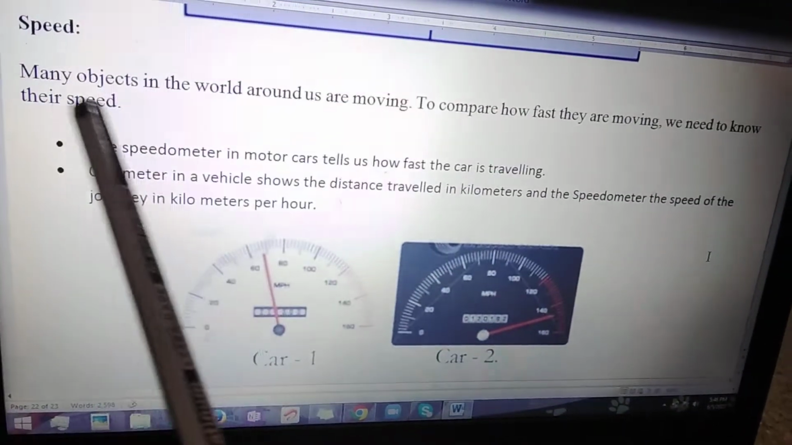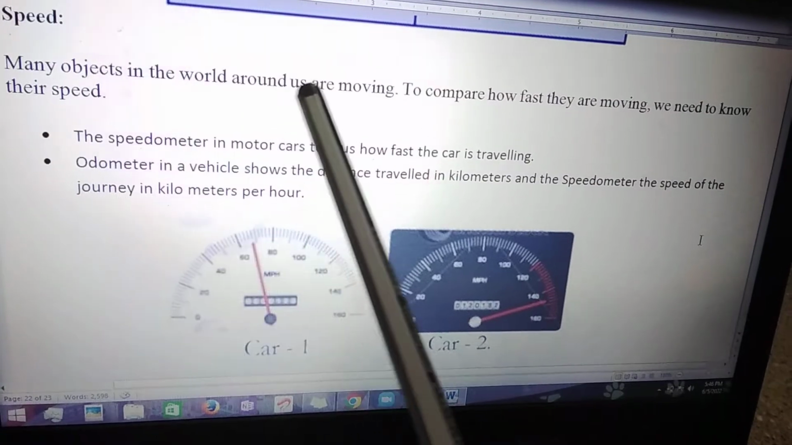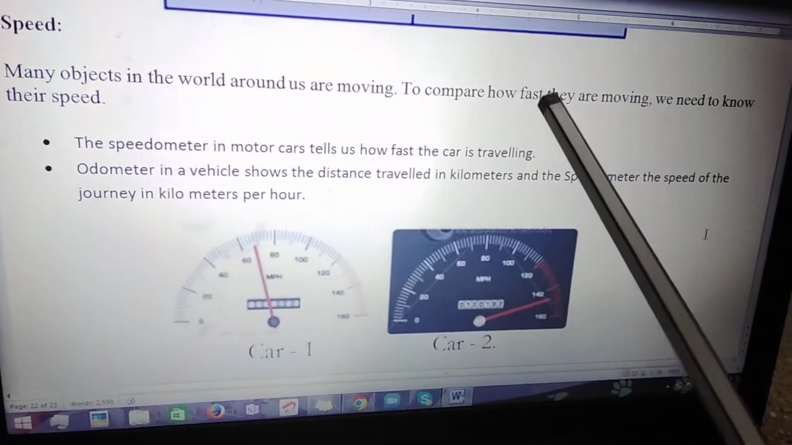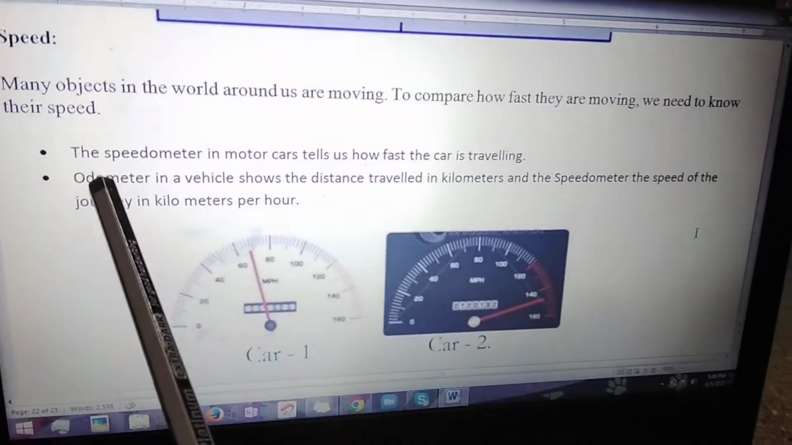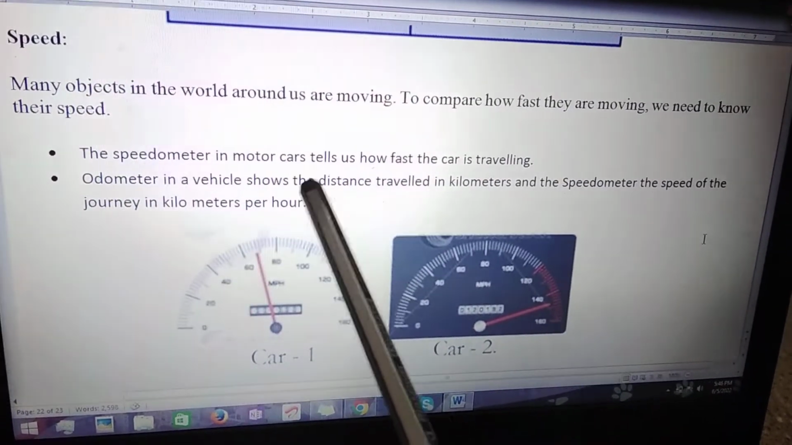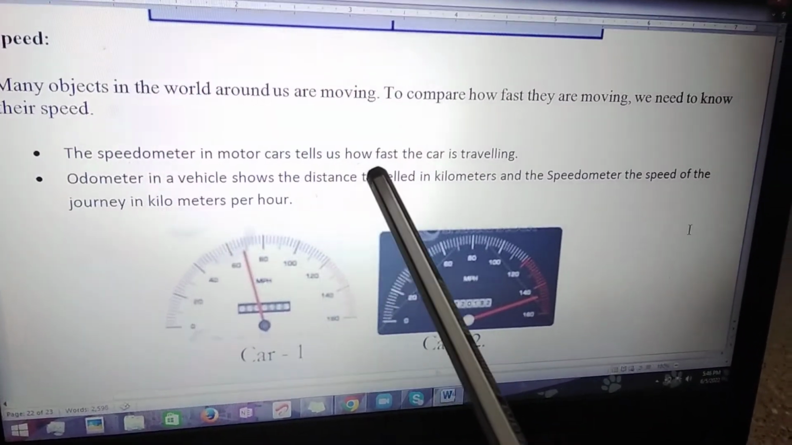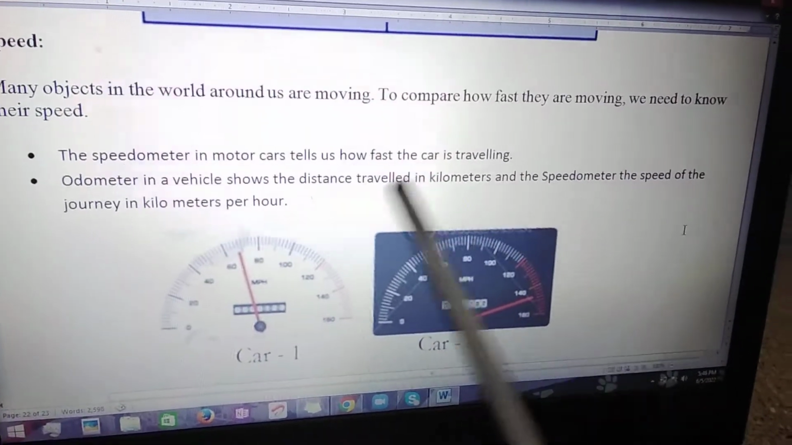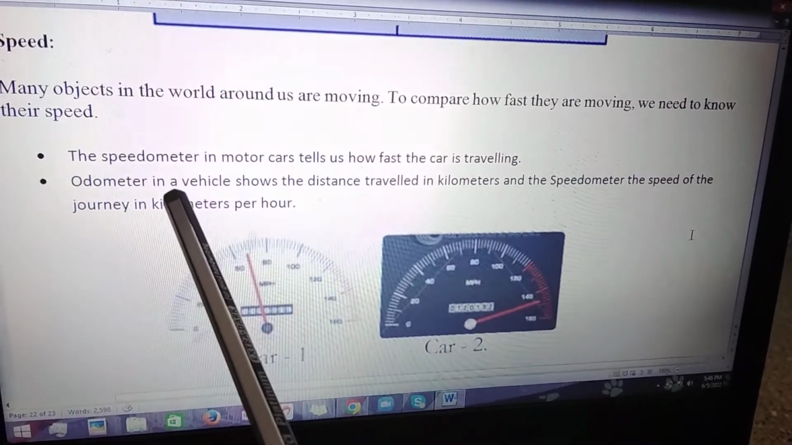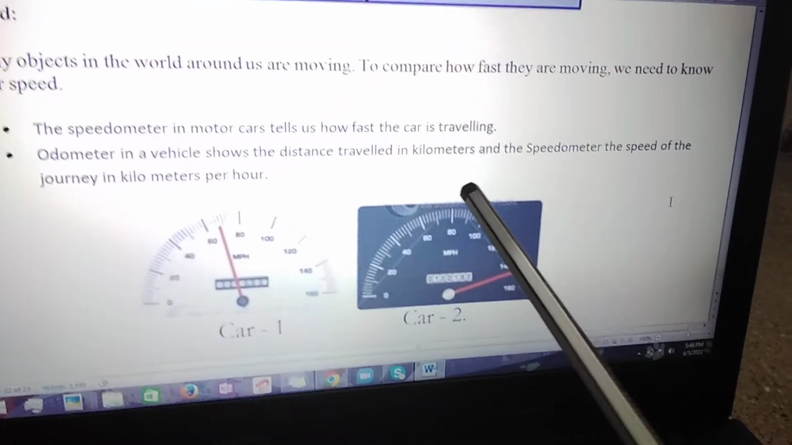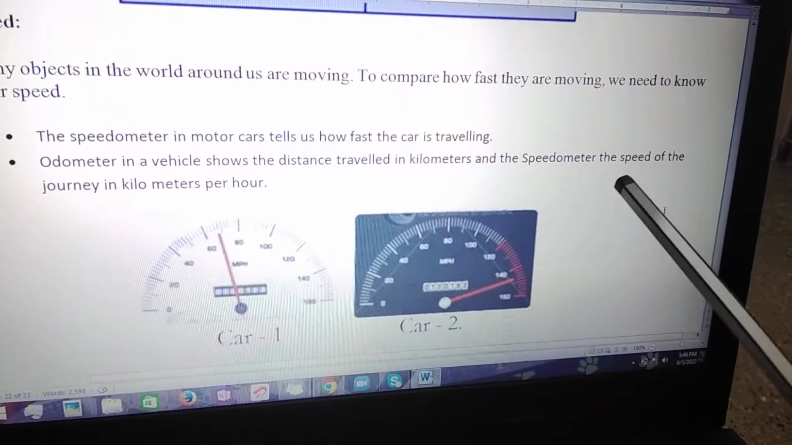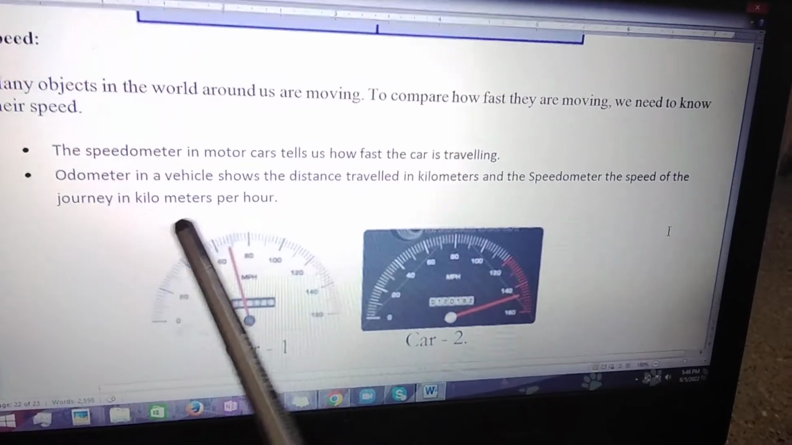Speed. Many objects in the world around us are moving. To compare how fast they are moving, we need to know their speed. The speedometer in motor cars tells us how fast the car is traveling. The odometer in a vehicle shows the distance traveled in kilometers and the speedometer the speed of the journey in kilometers per hour.